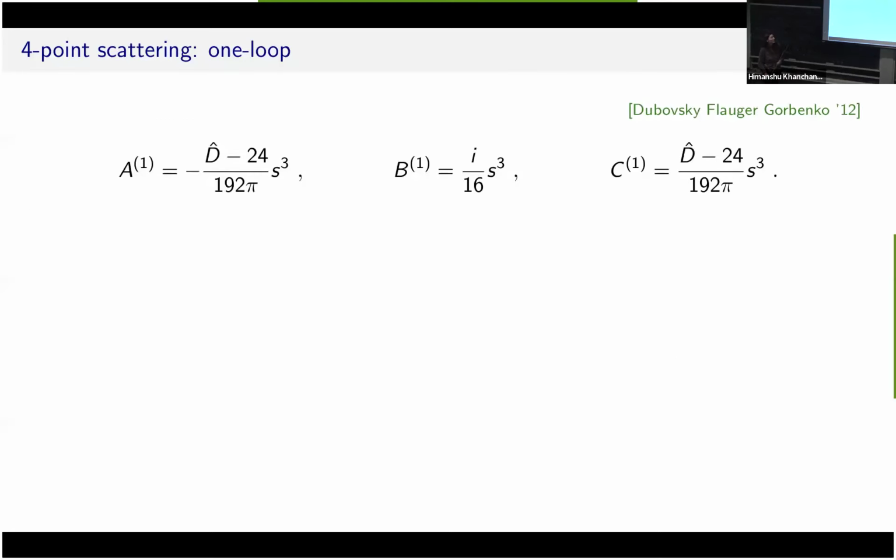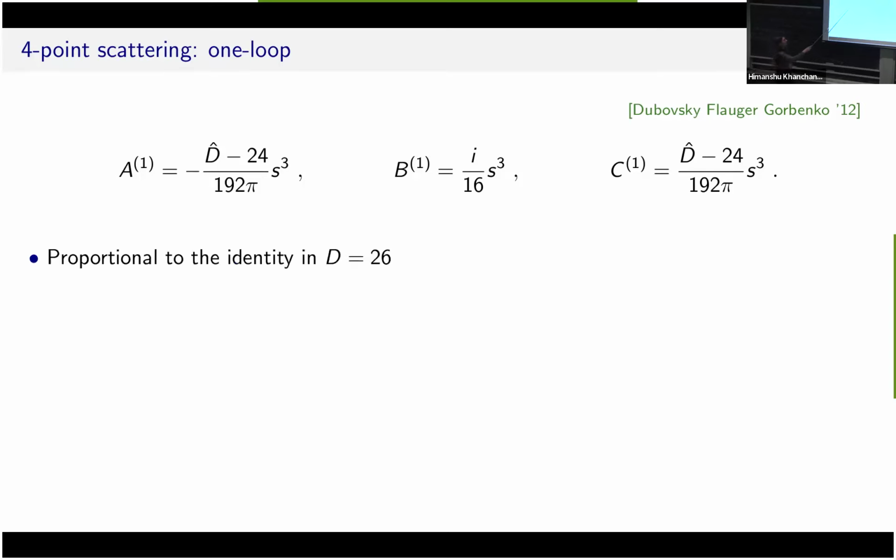And so this is the result also by Sergey in 2012. So those are the values of the coefficients A, B, and C. And there is something interesting here. The Mandelstam variables are chosen so that they respect the 2D kinematics. So T is fixed to 0 and U is equal to minus S, which is something we can do because this is still for the string.